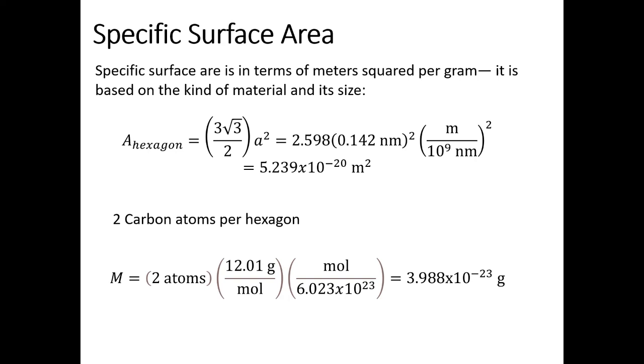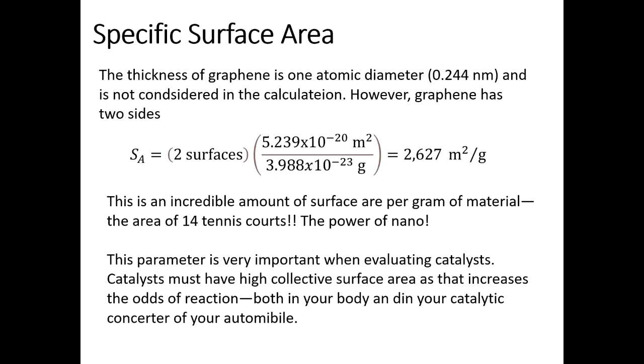Let's see how much it is. Okay, now we have 2 sides. So if we have the area on one side, we have the area on the bottom. So we have no volume to speak of. Basically, atomic layer thick. Our surface area is 2,627 meters squared per gram.